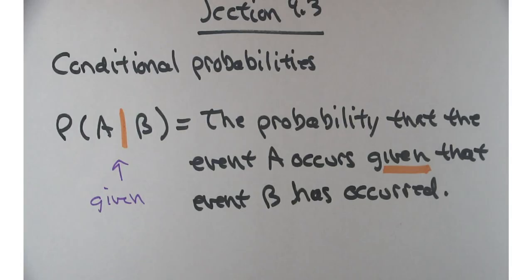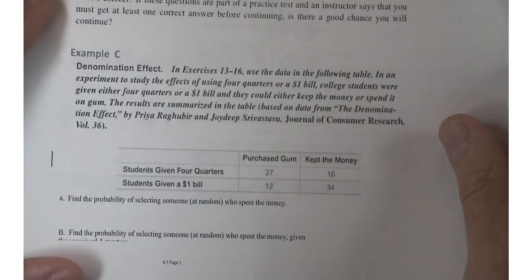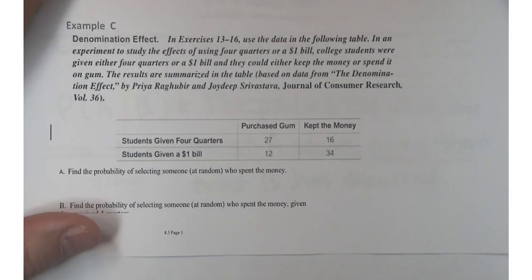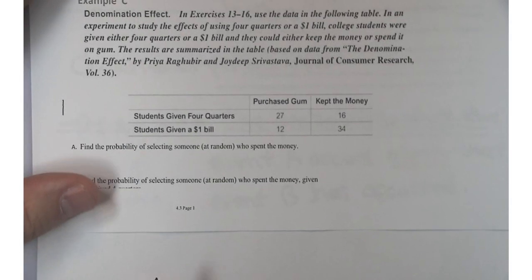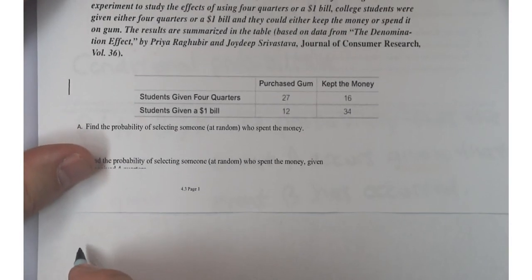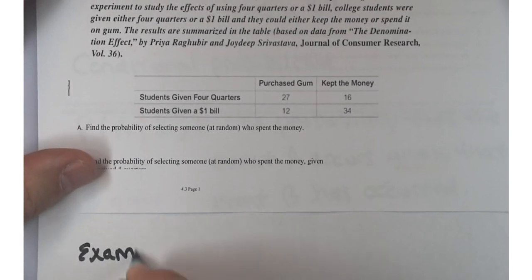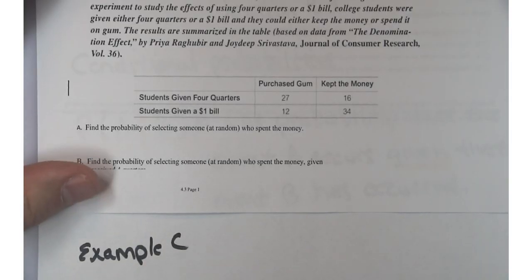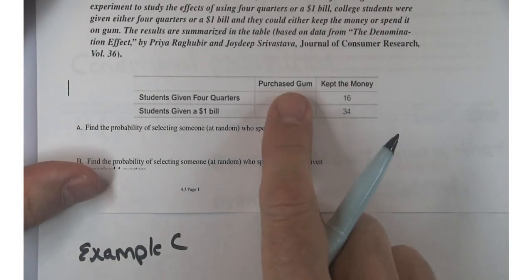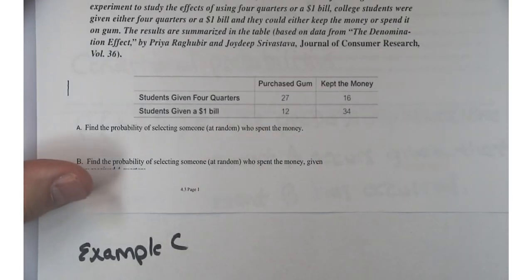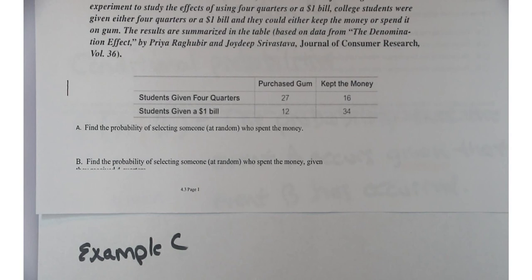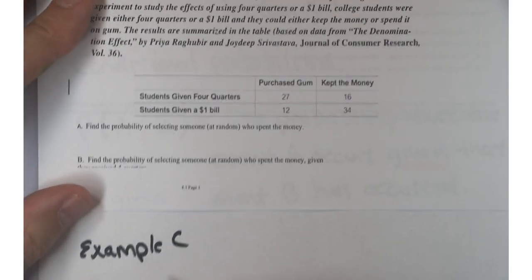So we're going to start with example C from our handout. It's called the denomination effect, and I'm going to just recopy that table down here. So let's go to example C. It's going to start with an experiment that was done with some college students. They were either given 4 quarters or given a dollar bill, and then it was observed if they purchased some gum or kept the money. So I'm just going to call it purchased or kept. But let's take a look at these different possibilities and write out our table.